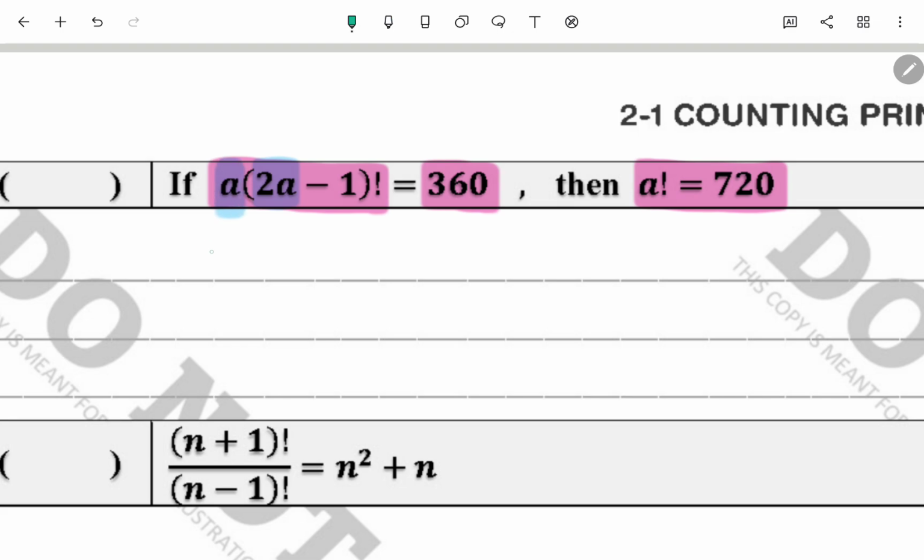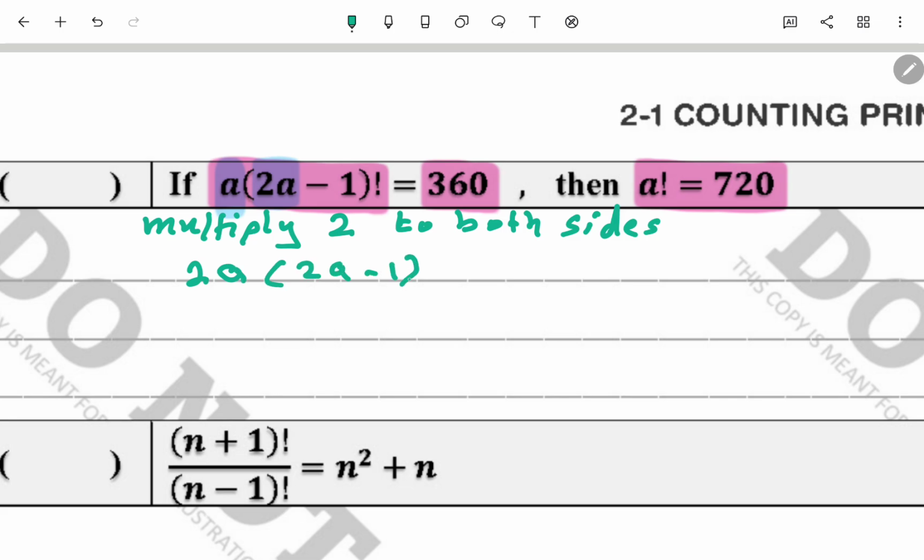So I think it's better for you to multiply by 2 on the left side to make it a similar factor. But if you multiply 2 on the left, you have to multiply on the right. So we're going to multiply 2 on both sides. That will make it 2 times a, and (2a minus 1) factorial equals 2 times 360.